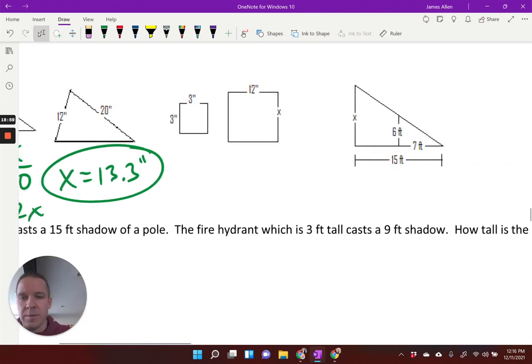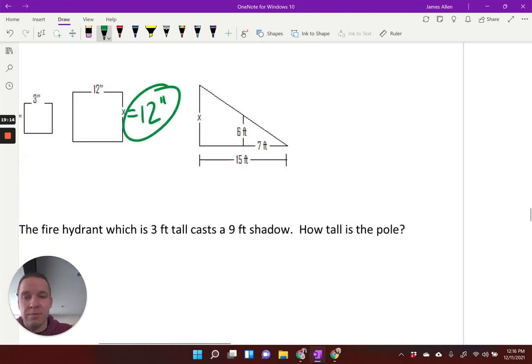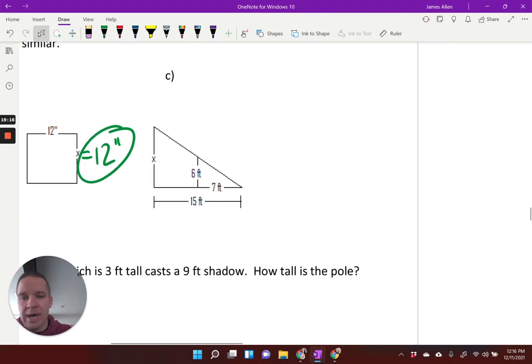All right, for this one here, it looks like we've got a little 3 by 3, either square or rhombus, right? But the sides are the same, so if that's 3 by 3, and this one's 12, then that's 12 right there. I don't think we really need to do a proportion with that one. Done.